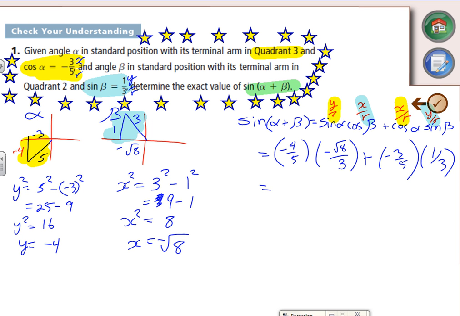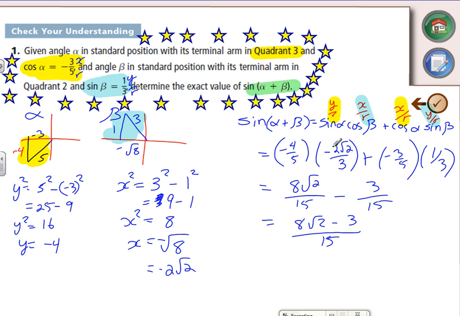And again, notice we always get the common denominator, so that's a nice thing. And I'm actually going to change right now this to just negative 2 root 2, just because I'd like to use the simplified version. And we get 8 root 2 over 15 minus 3 over 15. So we've got 8 root 2 minus 3 over 15. Done deal. That is the exact value of sine of alpha plus beta.